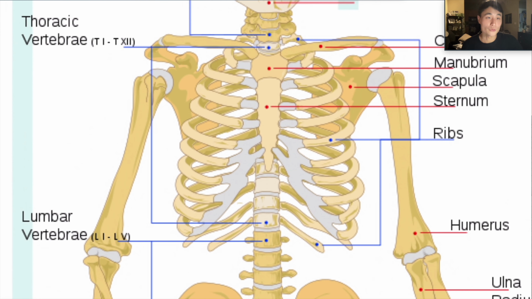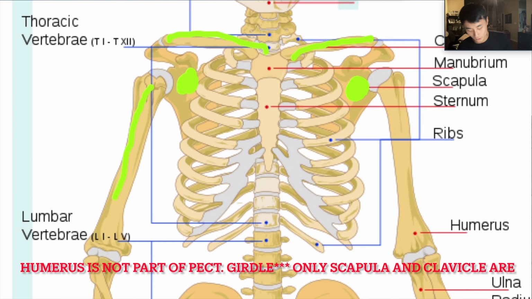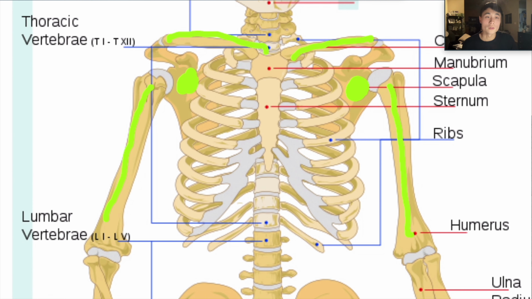Okay, so the next group of bones that we're going to look at are called the pectoral girdles, which include the clavicle, which is most likely to be fractured, scapula underneath it, and humerus. Very long bone of the arm, which is right here.